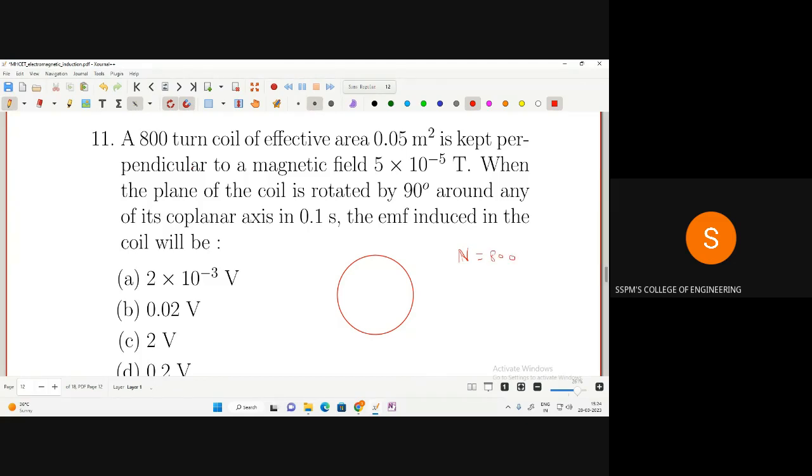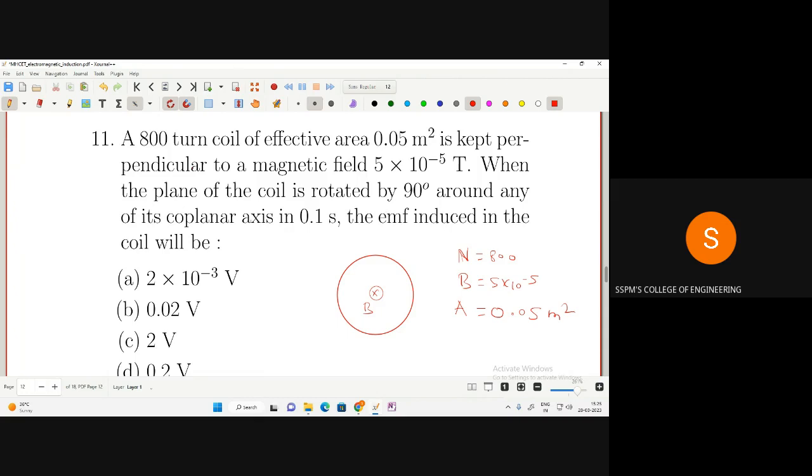The magnetic induction is given. The magnetic induction is perpendicular to the coil. म्हणजे काय? नॉर्मल टू द पेपर किंवा नॉर्मल टू द स्क्रीन म्हणतात ना. किती दिलेलं आहे बघा. B is 5 into 10 to the power minus 5 दिलेलं आहे. Then the area enclosed by the coil is also given, A, 0.05 meter square हे दिलेलं आहे.